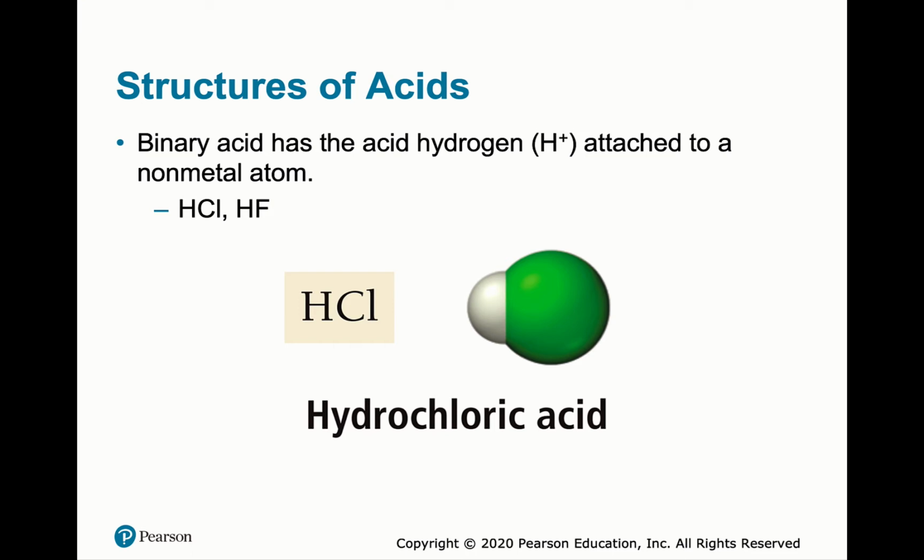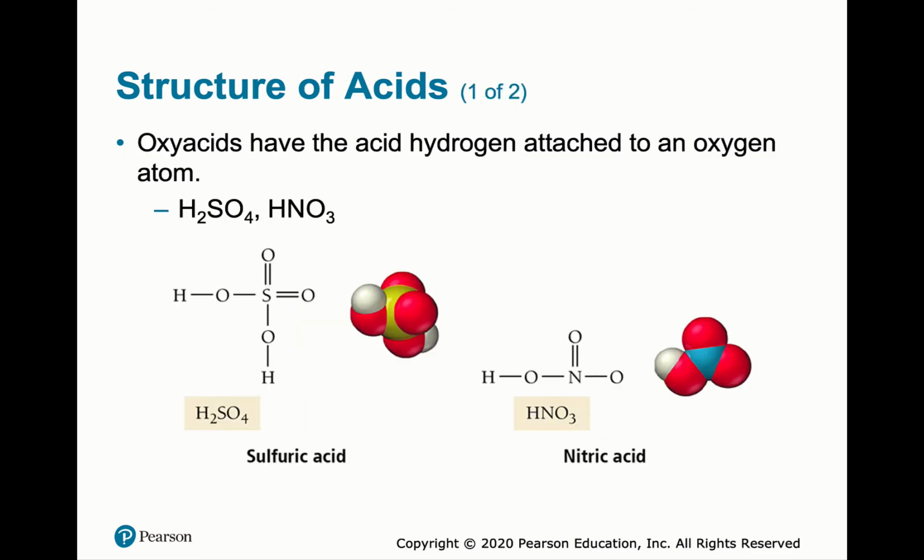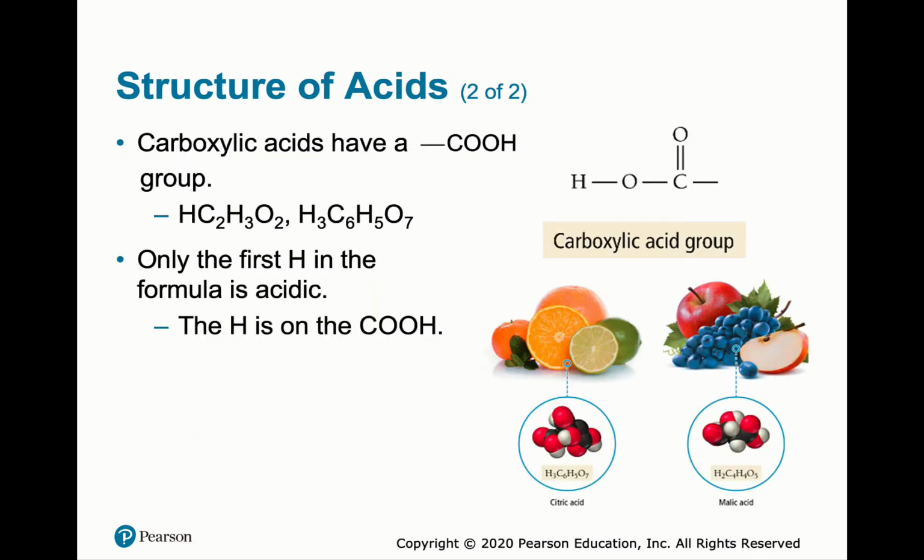So the structure of acids, and this is a binary acid, so two atoms. Like hydrochloric acid, you have a hydrogen attached to a nonmetal, and it's easily popped off. Oxyacids have hydrogen attached to an oxygen atom. You can see here sulfuric acid and nitric acid. They have the hydrogen attached to an oxygen atom. And carboxylic acid, as you study more organic chemistry, which is the chemistry of carbon.